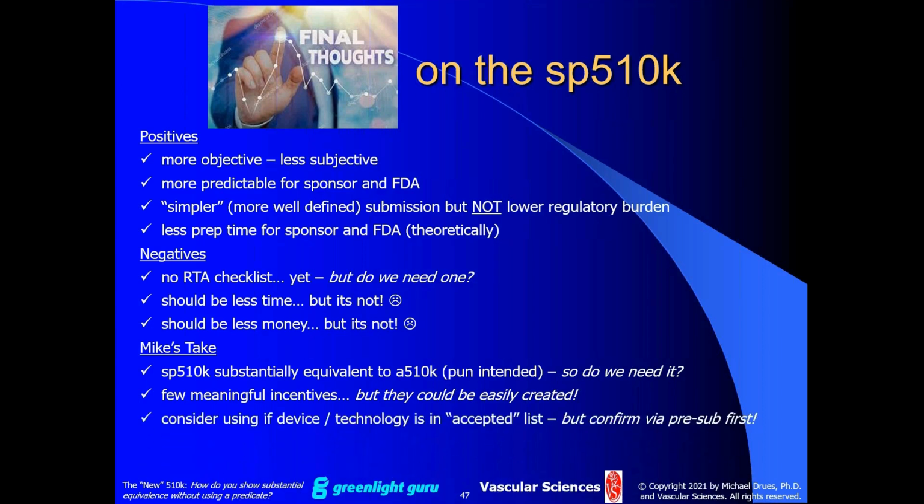So bottom line, consider the SP 510K if your device or technology is on that accepted list that I showed you a few minutes ago, those 5 categories of devices that are in place right now and the 3 or 4 others that are in the queue, but confirm via a pre-sub first. And finally, make suggestions on what devices or technologies could be added to that list for the future.